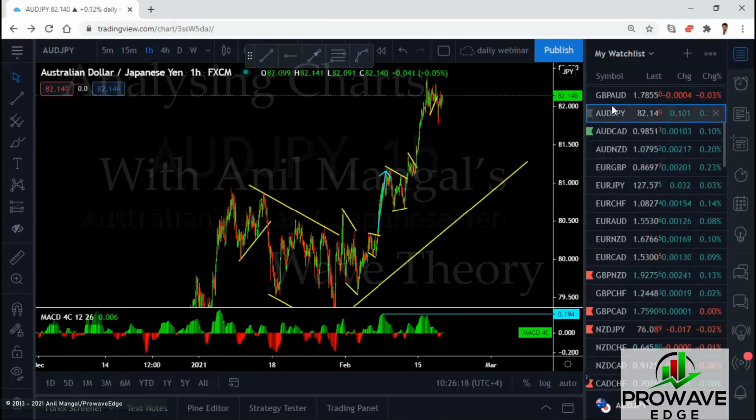Aussie Yen. Oh, why is my Pound Aussie there? Oh, because we were in the trade. Let me move that to where the Pound is. Sorry, I was in the trade. That's why I moved it up.